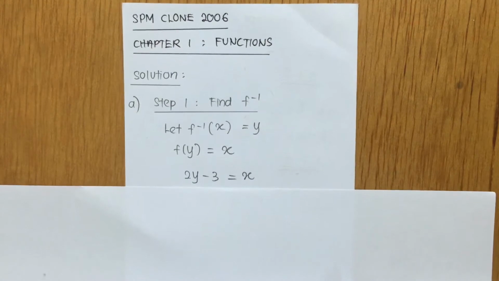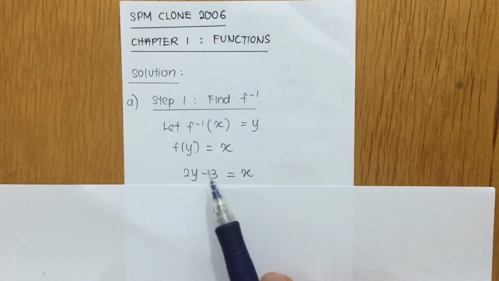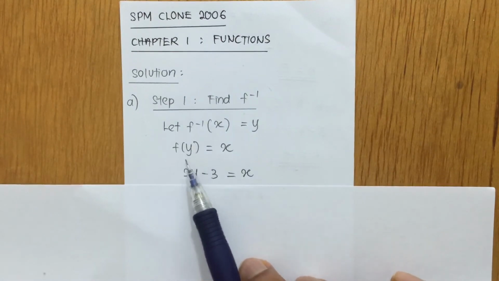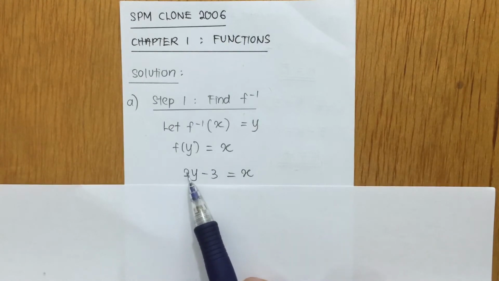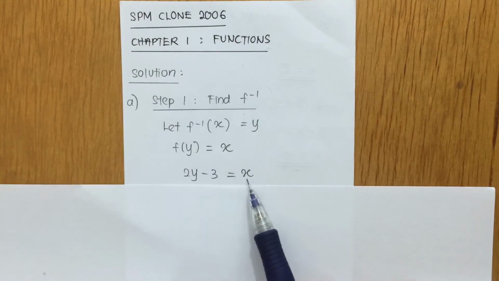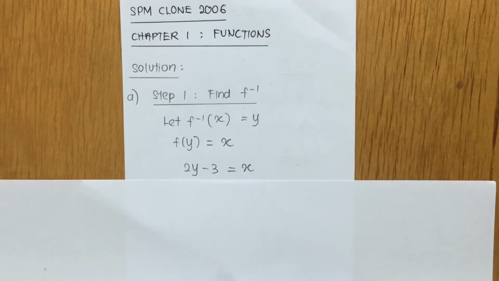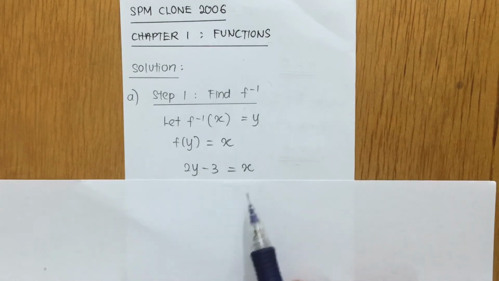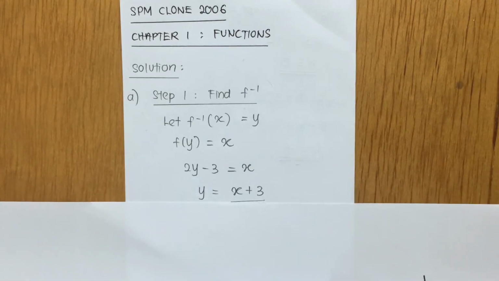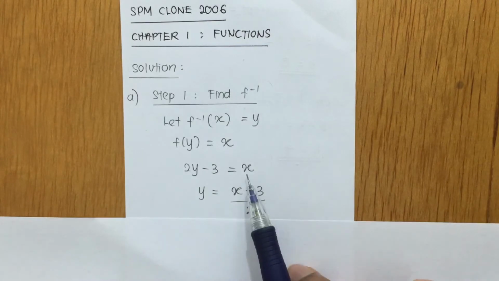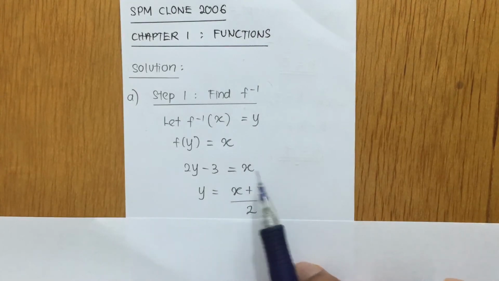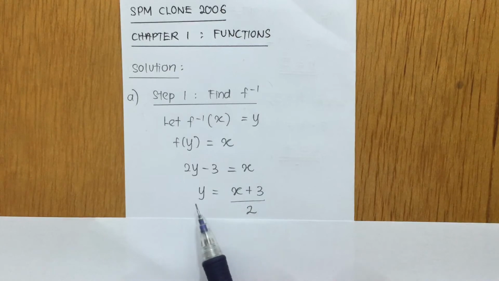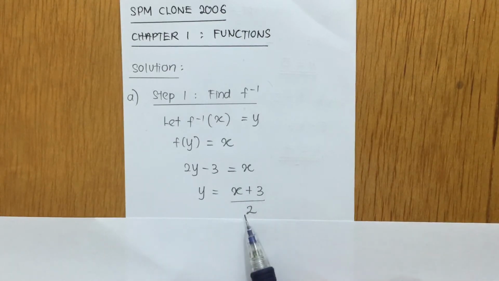In this case, f(x) is equal to 2x minus 3. Since you substitute y into the function f(x), it will become 2y minus 3 equals x. In this working we need to form an equation of y in terms of x. So to find y, this x you have to add 3 and then divide by 2. That's how you get this expression of y in terms of x: y equals x plus 3 over 2.